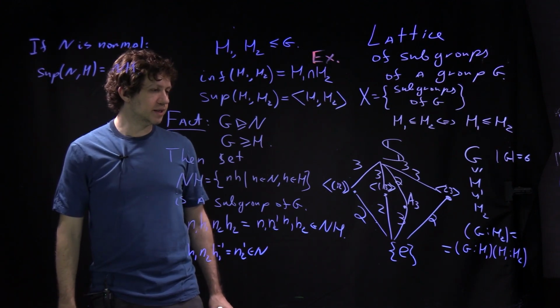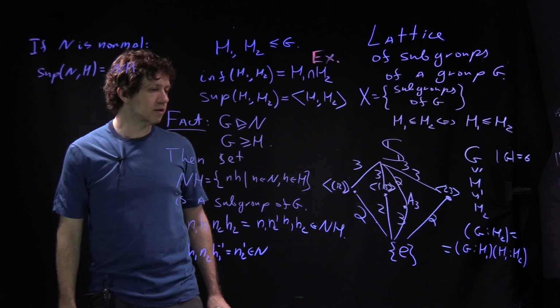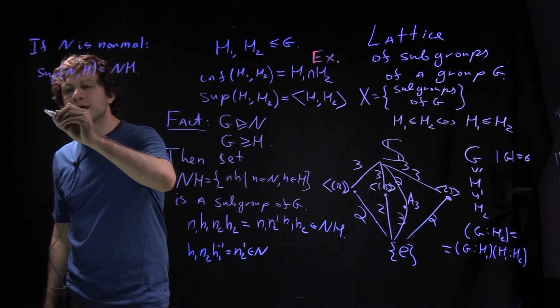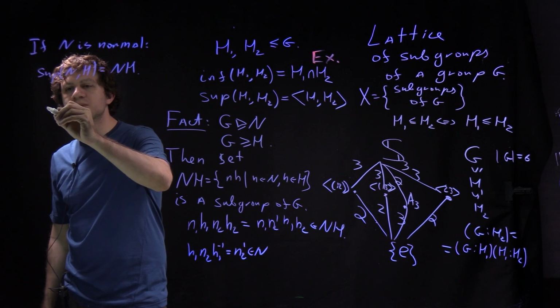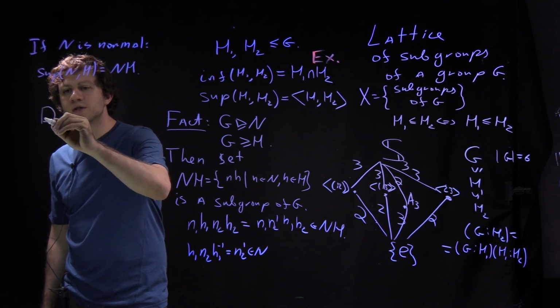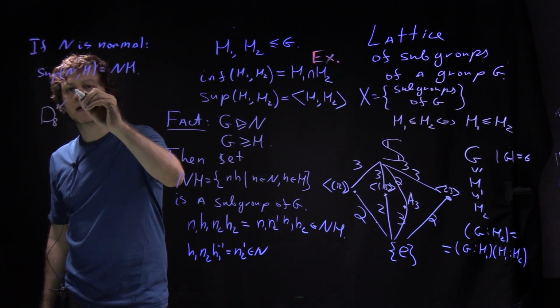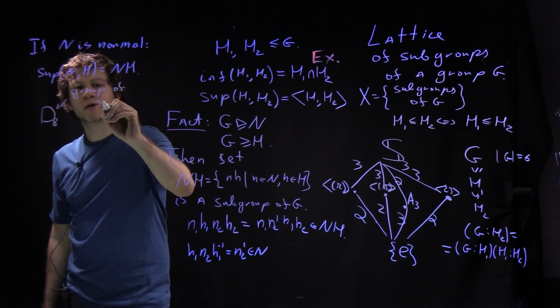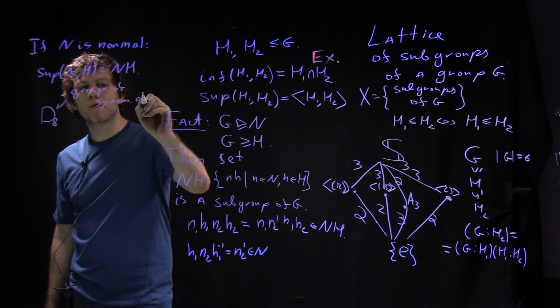Okay, is there anything else I want to say here? Probably not. Okay, let me maybe give another example. You can take as G the group of symmetries of a square. This group is denoted by D8, and this is the group of symmetries of a square.